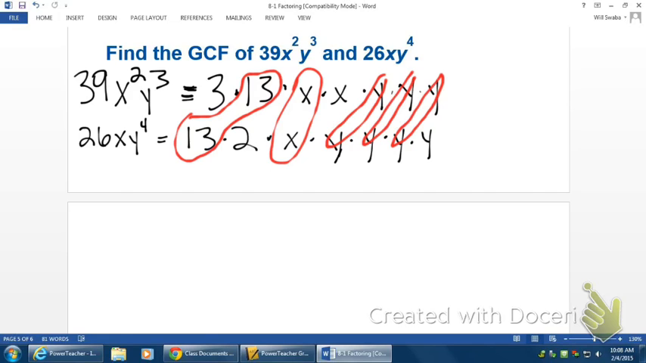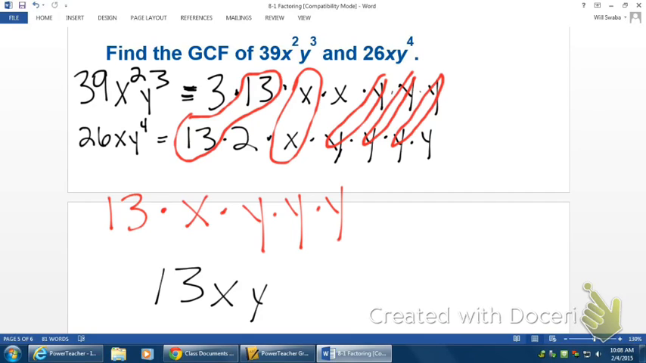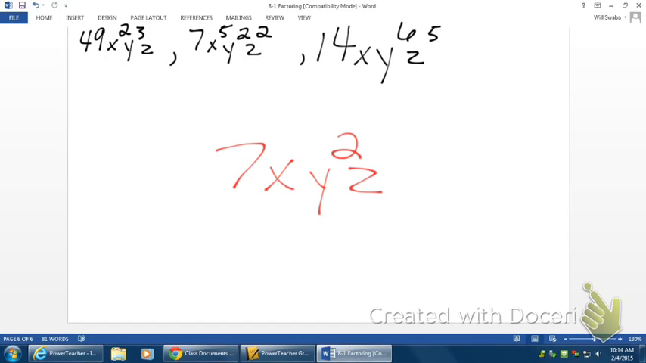Now, a common mistake is, 13 is a common factor, and I circled 2. A common mistake is some people would write down 2 13s. Okay, if you circled 1 13, 13 is a common factor of both of them. Just write down one of them. I have an X. And I have 1, 2, 3 Y's. Last thing you need to do is put them all together. Well, 13, X, Y. How many Y's do I have? 3. So, that's what you should have got.